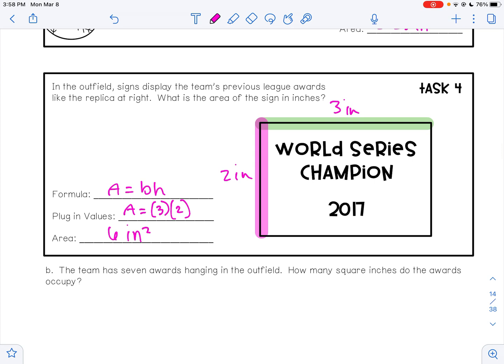The team has 7 awards hanging in the outfield. How many square inches do the awards occupy? So we just solved for one of the awards. And I know that one of the awards is 6 inches squared. So I would like for you to pause the video and try to figure out this next question. Once you have an answer, come on back and we'll talk through it.